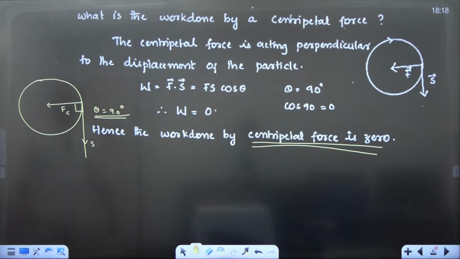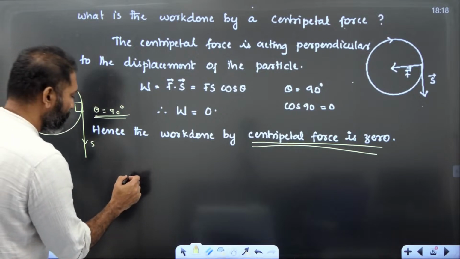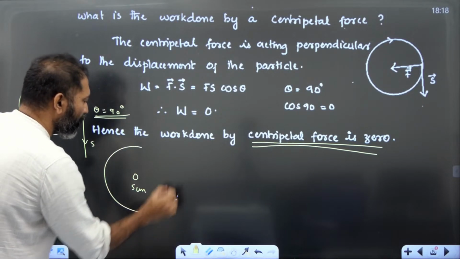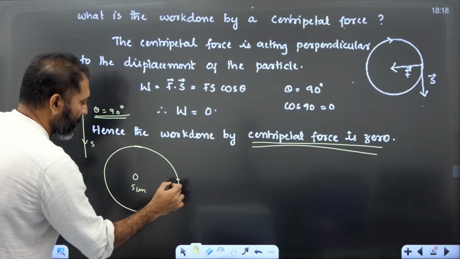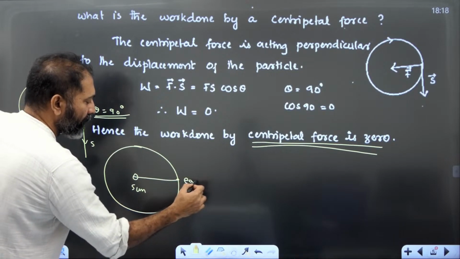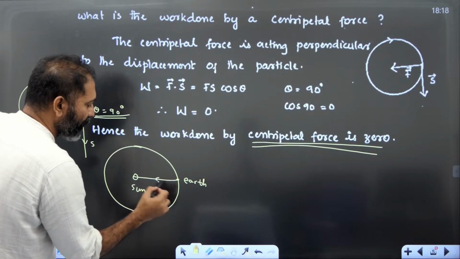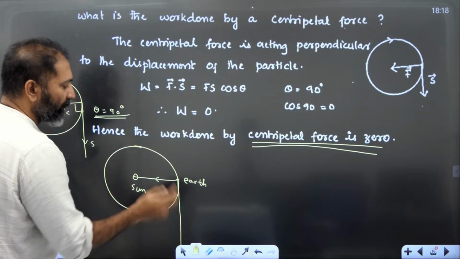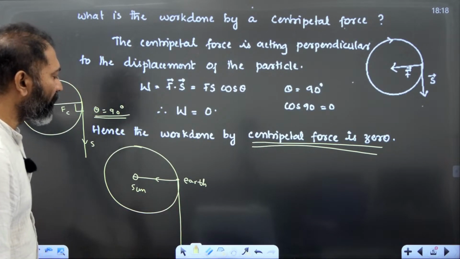Now you can expect a certain question. Suppose there is the sun and the earth is revolving around the sun. Now the centripetal force is what? Towards the center, that is the sun, and this is the displacement. So what is the work done by the earth in revolving around the sun?